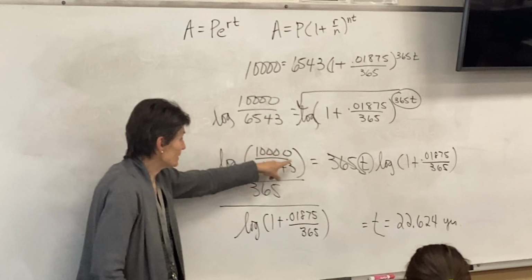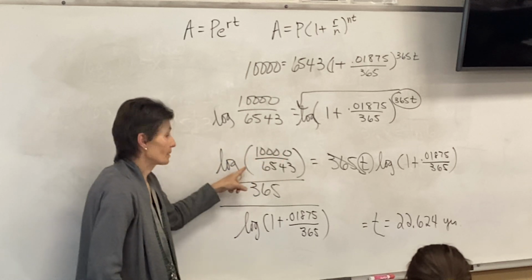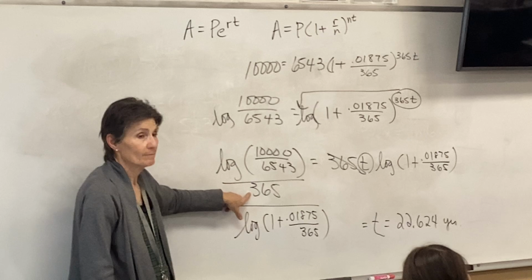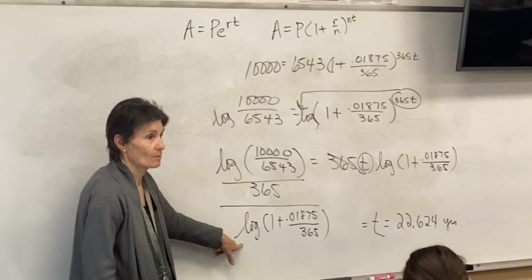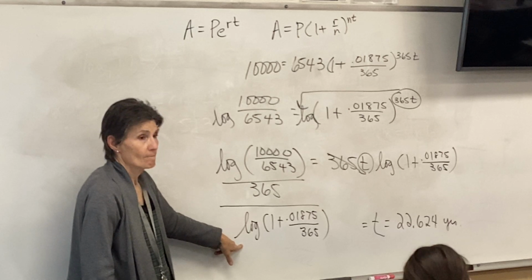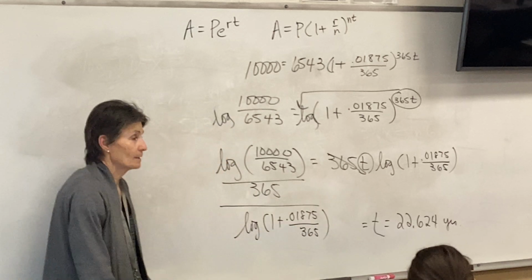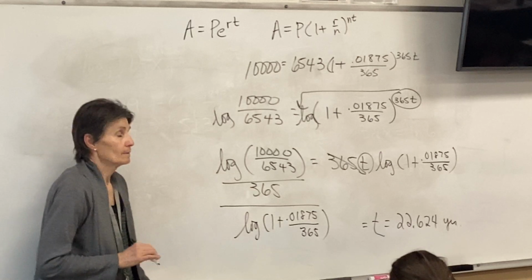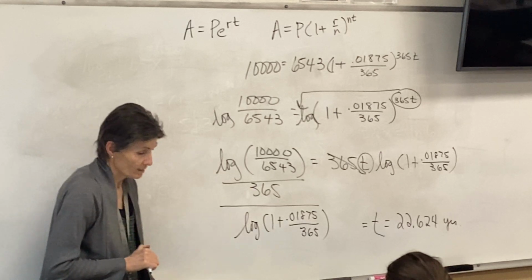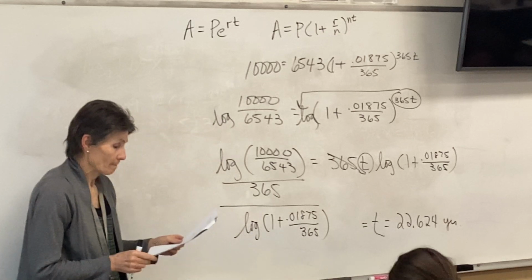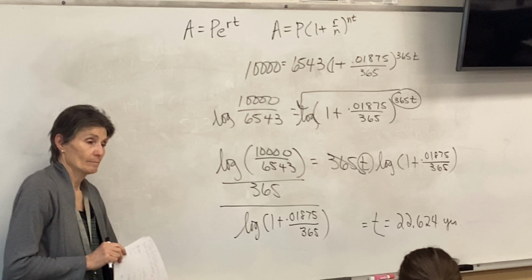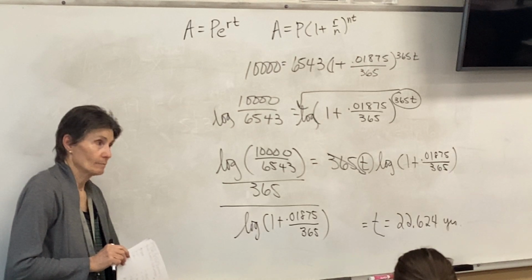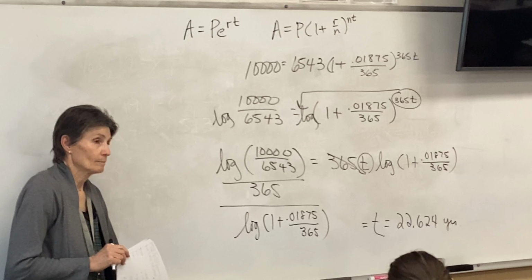So, type this in. Divided by 365, and then divided by this mess right here. And you should get that right there. Anybody else get 22? Make sure I typed it in right. Okay.